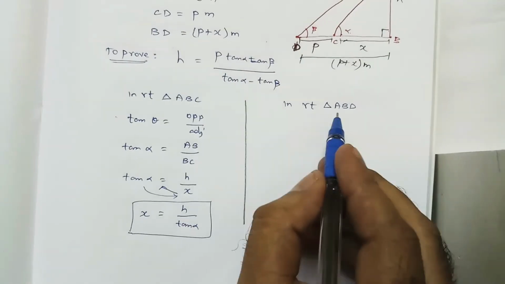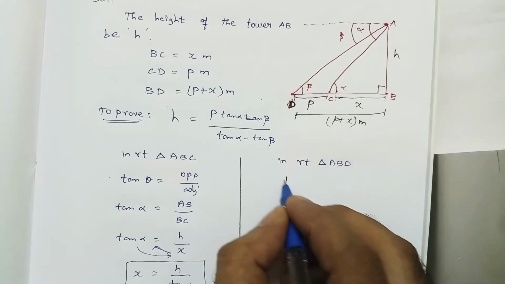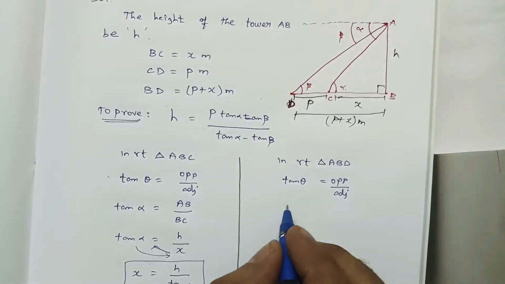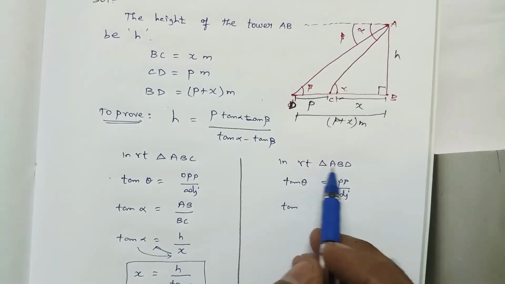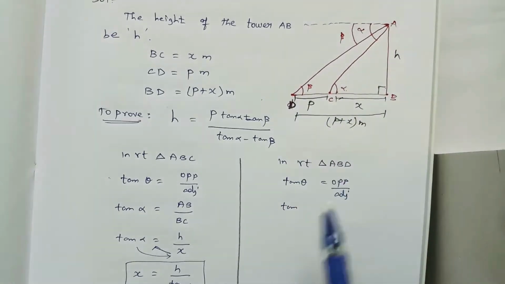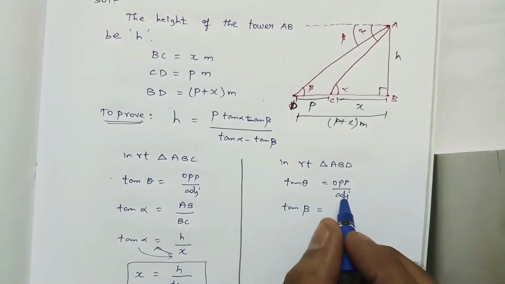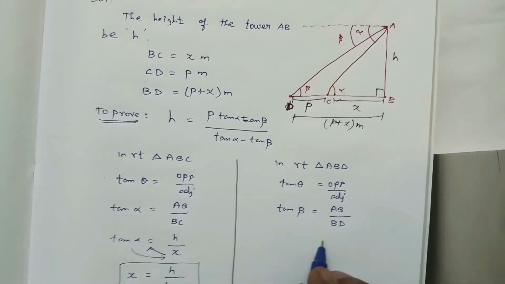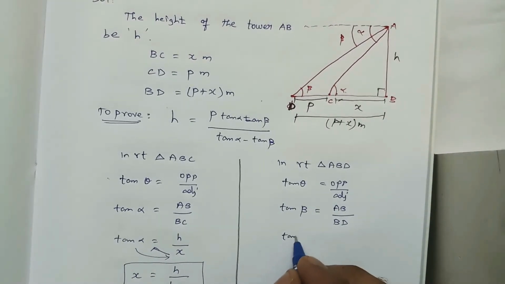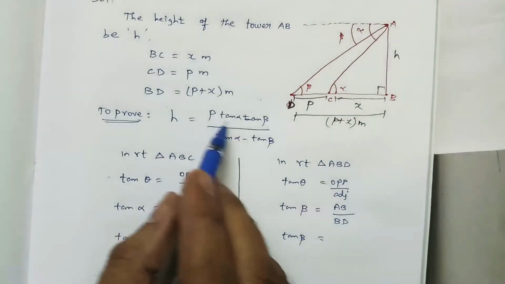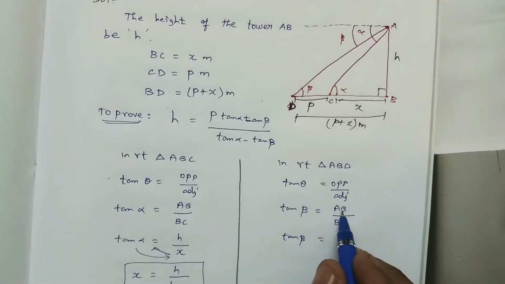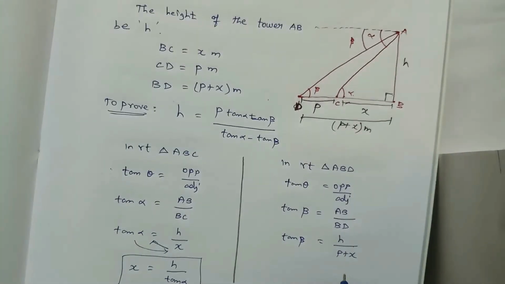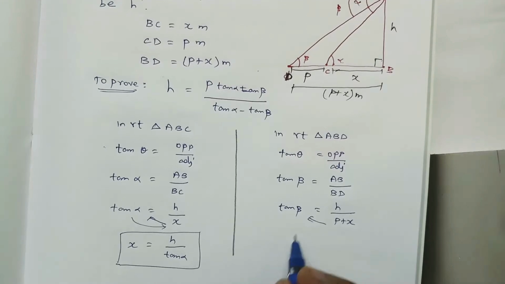Next, right angle triangle ABD. In right triangle ABD, tan theta is equal to opposite side divided by adjacent side. What is theta in triangle ABD? Beta. So tan beta is equal to the opposite side, that is AB, divided by BD. You can keep tan beta as it is, because we are proving in terms of tan alpha and tan beta alone. So tan beta is equal to H divided by BD, which is P plus x.